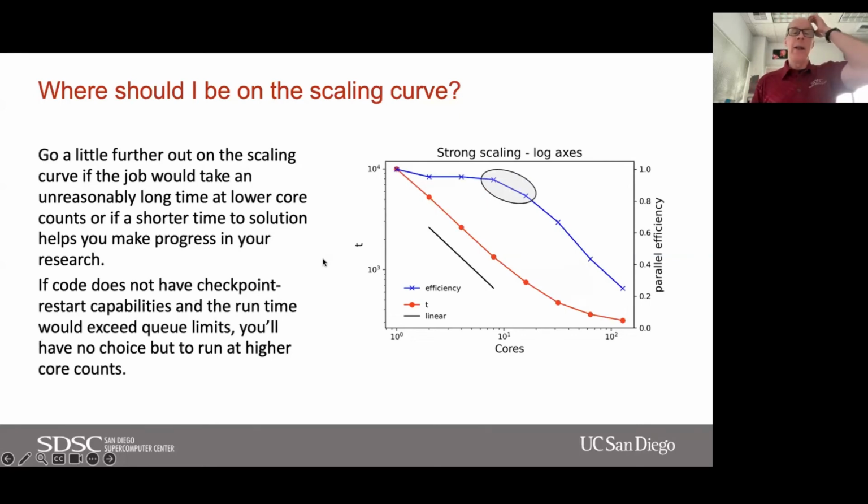Now, sometimes you can go a little bit further out on the scaling curve if the job would take an unreasonably long time to finish at lower core counts, or if a shorter time to solution helps you make progress in your research. If your code doesn't have checkpoint restart capabilities and the runtime would exceed queue limits, you might have no choice but to run at a higher core count.